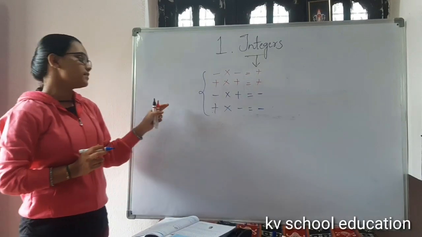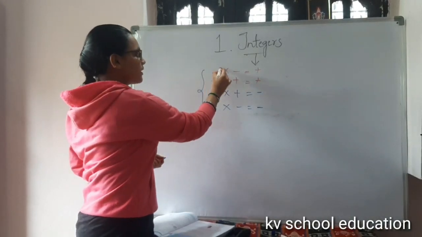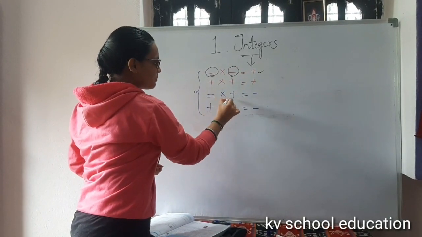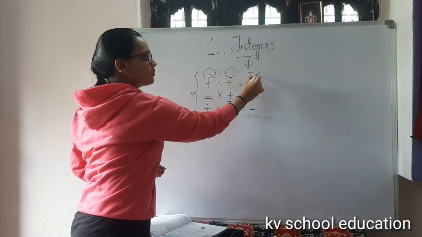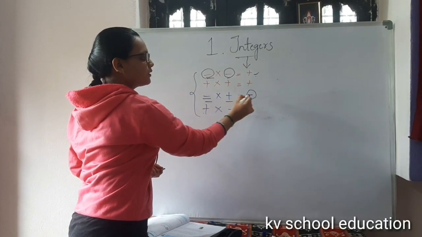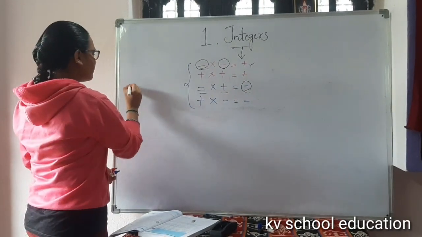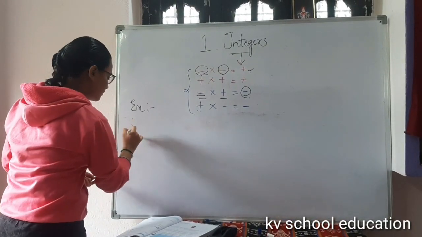So in this I will tell you one trick to follow this. If we have the same symbol, then it should be plus. Here the symbols are different, so here it should be minus. If the same symbol appears, it should be plus. If different symbols are there, it should be minus. I will give some examples to you. It will be very easy for you.